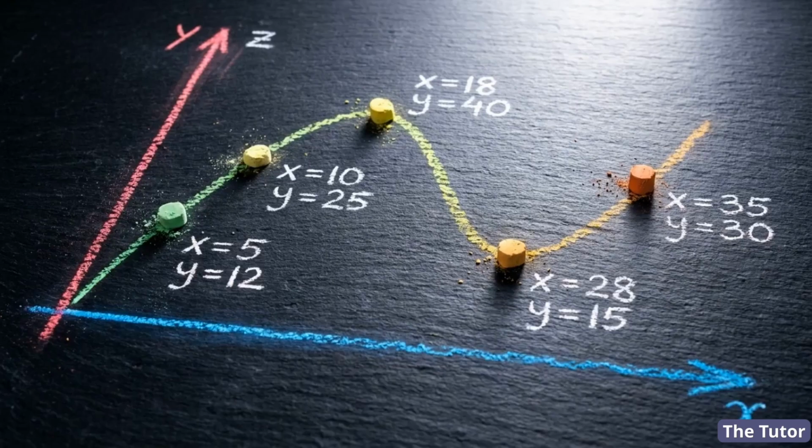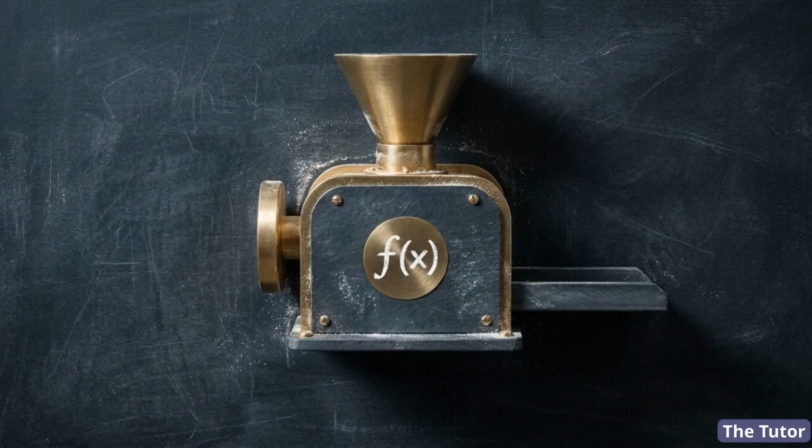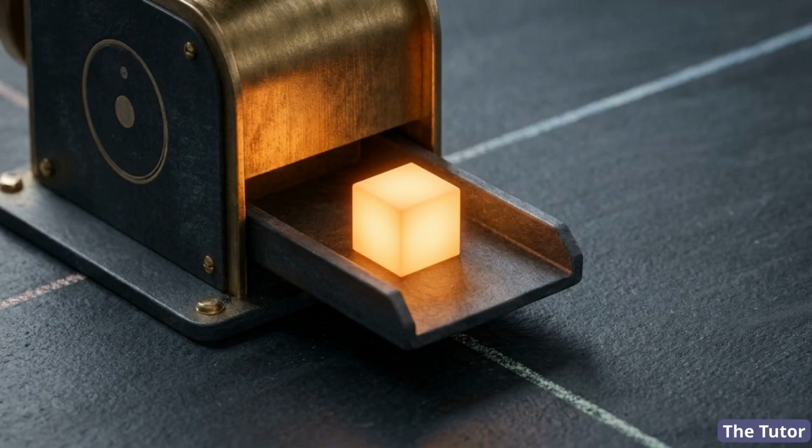But describing a moving world requires a way to link variables together, turning geometry into a predictable system of inputs and outputs. Enter the function, written as y equals f of x. Think of it as a strict industrial machine. It takes raw material, applies a specific set of rules, and dispenses a guaranteed result.